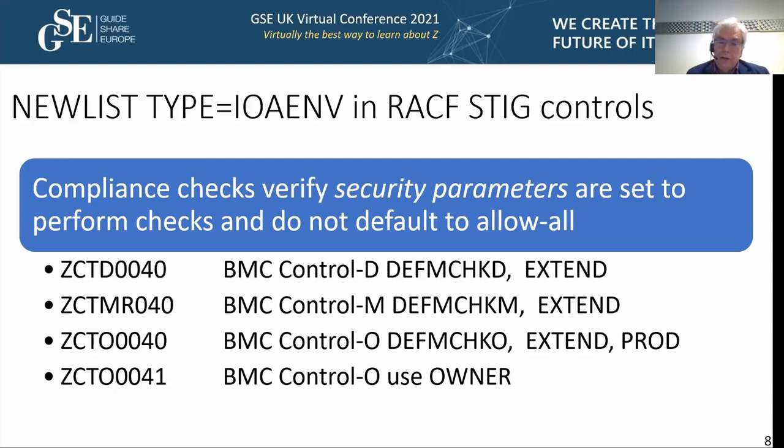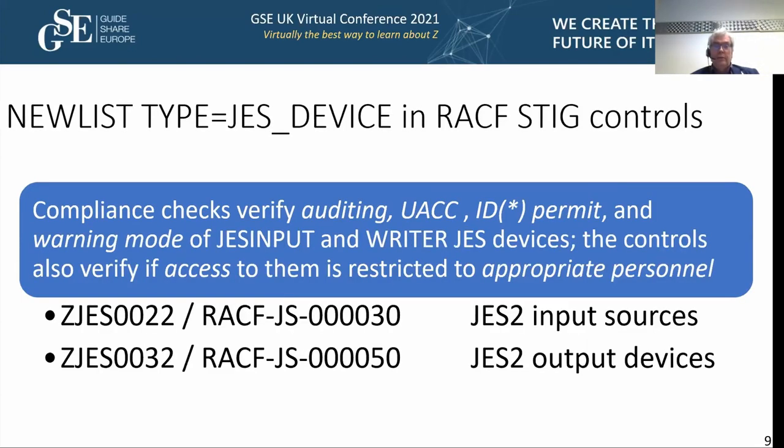And Control-D has one more product. And there's another setting also for using the owner field in those access control decisions. Now with the JES devices, there we check the auditing, the universal access, ID asterisk permits, the warning mode of the JES input and writer devices. And also we check the access list, whether that's restricted to the appropriate personnel. So that's one control for input sources and one control for output devices.